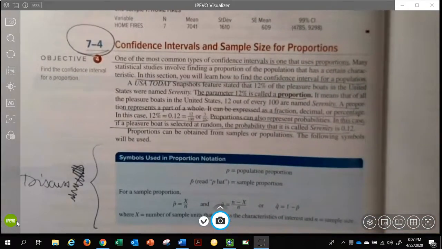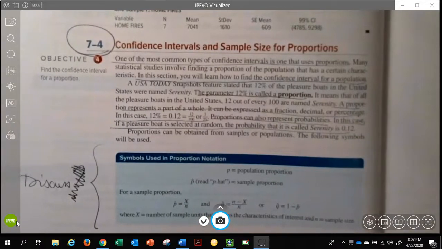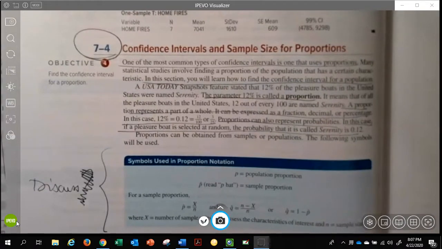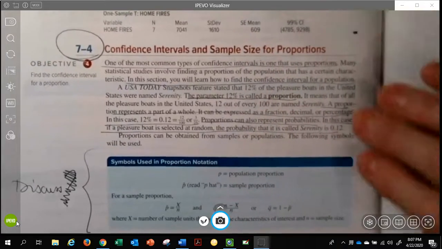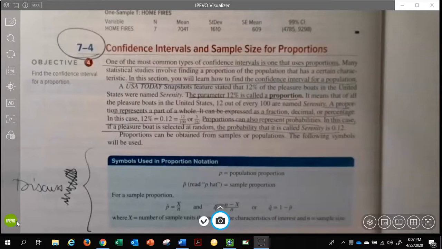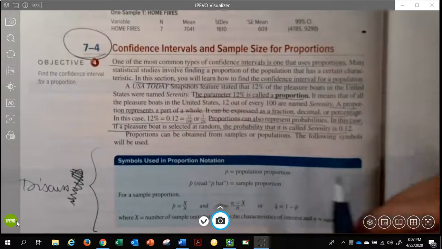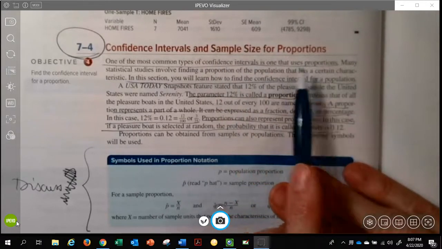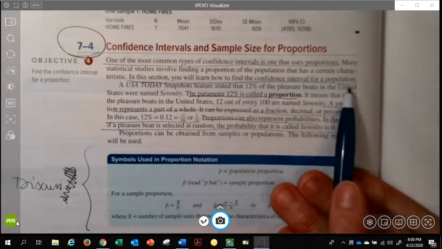I'll read along on some of this. You can read along and underline. But remember, with what we're doing, you need your formula card, you need your calculator, you need note paper, sticky notes, index cards, highlighters. This is where you're replicating that we're just like we were in class. One of the most common types of confidence intervals is one that uses proportions. In this section, you're going to learn how to find the confidence interval of a proportion.